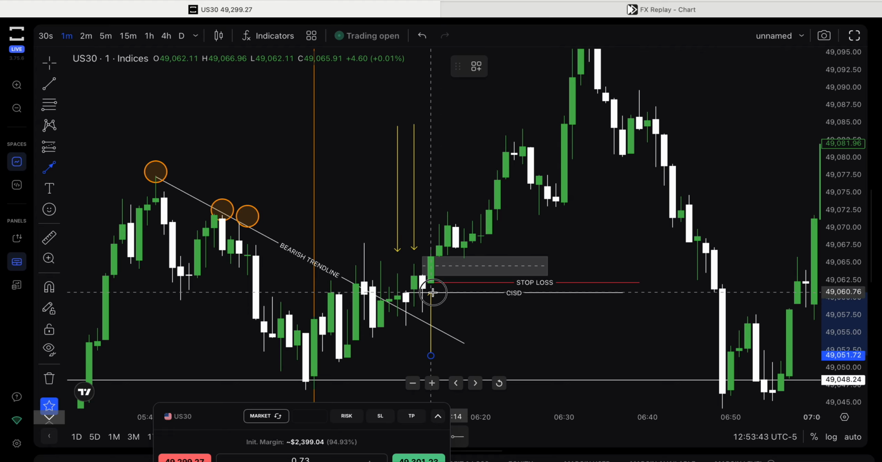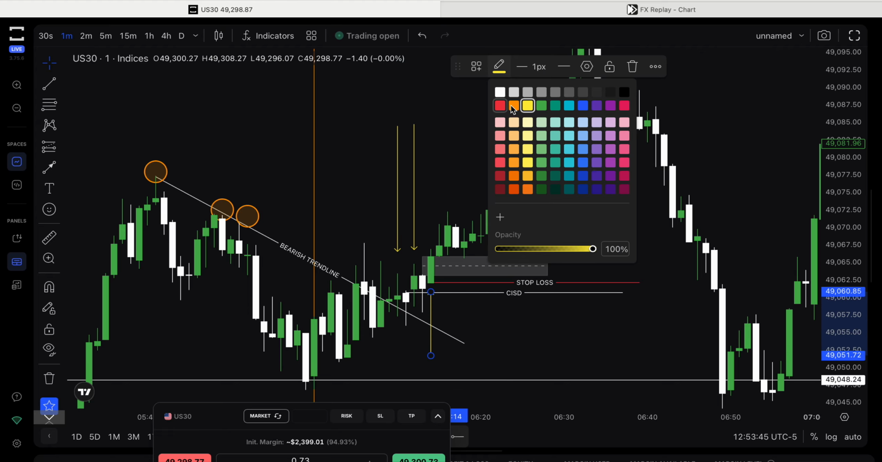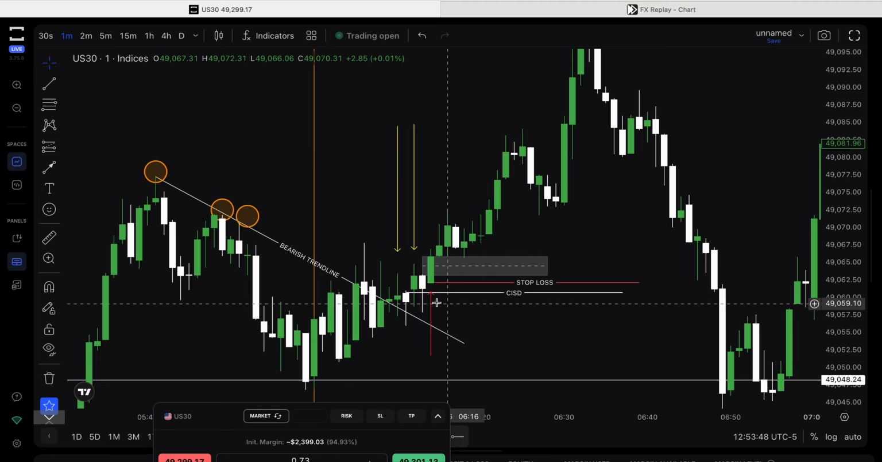I'm moving my stop loss under the second candle that creates the fair value gap. The fair value gap is a 3 candle pattern. 1, 2, 3. I'm specifically putting my stop loss at the low of that second candle that made the fair value gap. So we're gonna do the same right here.